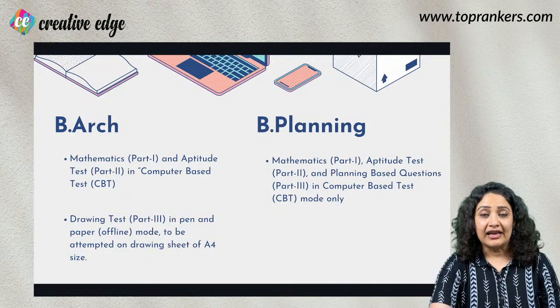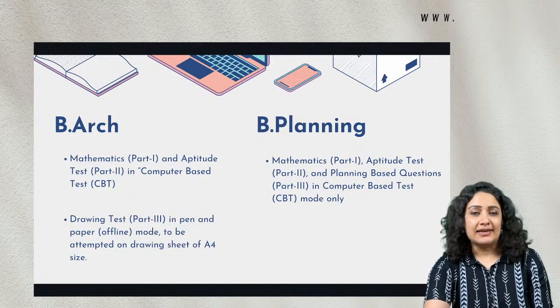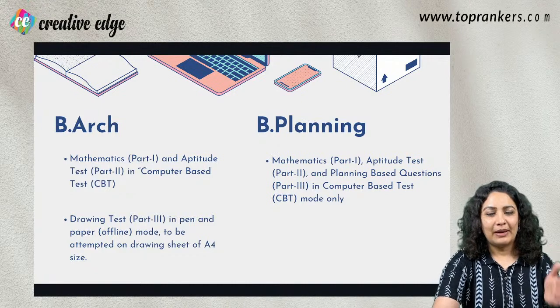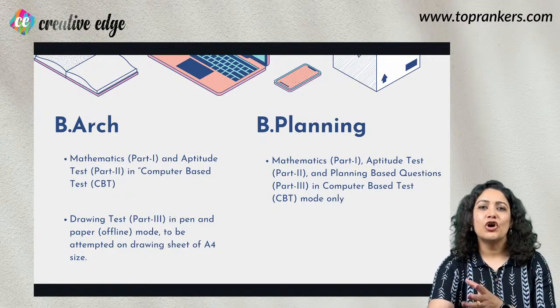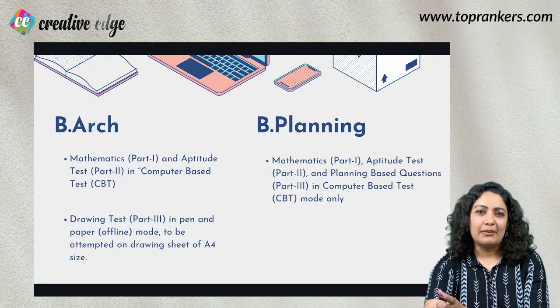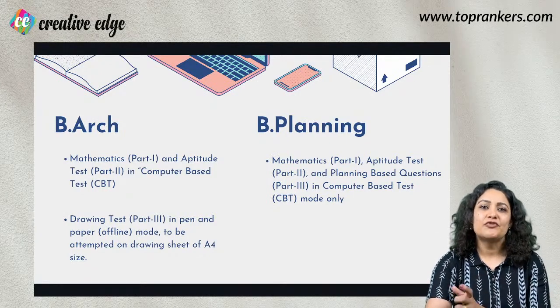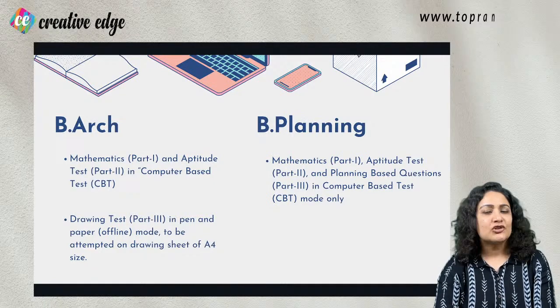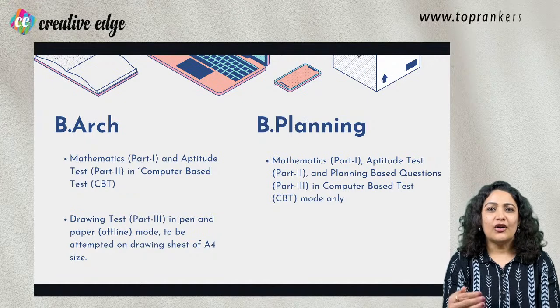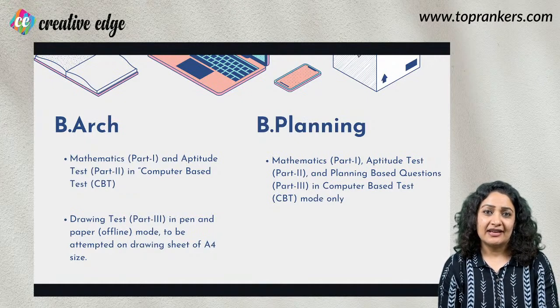आप यहाँ देख सकते हैं कि पेपर 2 में there are 2 parts, paper 2A and paper 2B. Paper 2A is for the B.Arch examination and paper 2B is for planning. The nomenclature of the degree is B.Planning. So let's understand what all things are there in these papers.